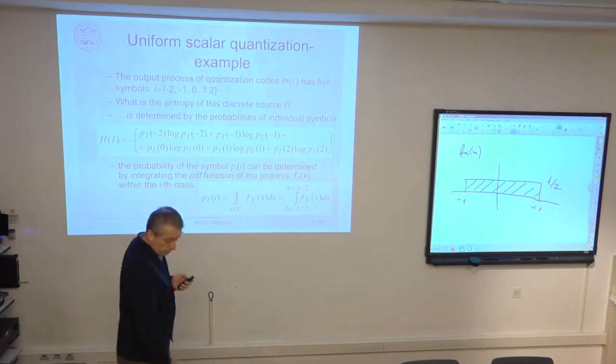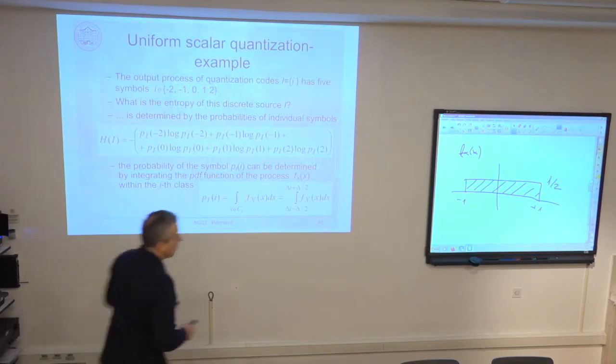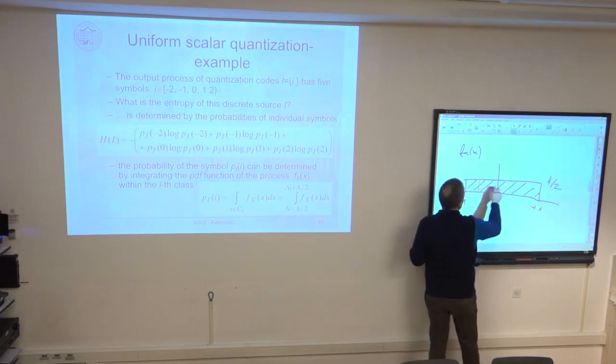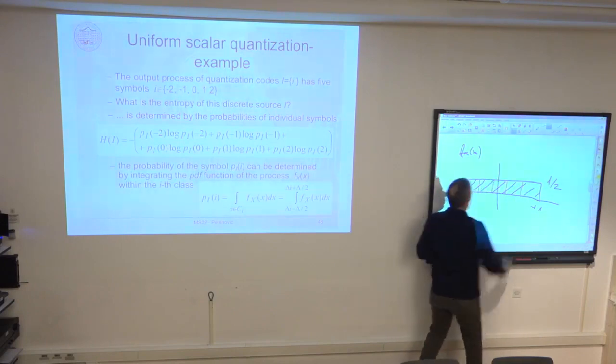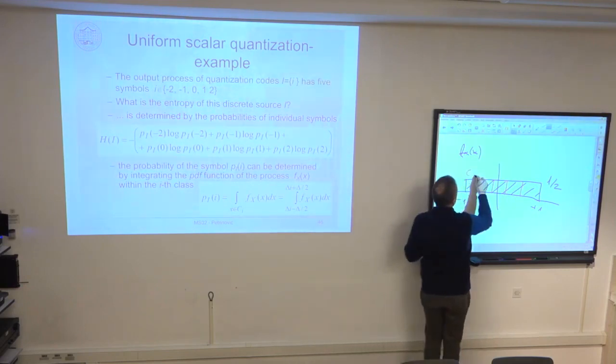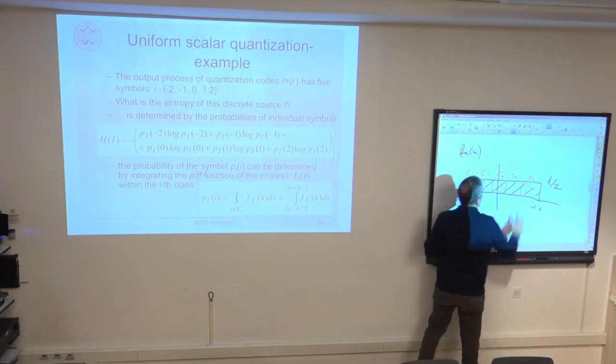In our case, what we have to do, we have 5 output symbols: -2, -1, 0, 1, and 2. These 5 output symbols correspond to the equally divided range of 5 possible values, I would say. So class -2, class -1, class 0, class 1, and class 2.